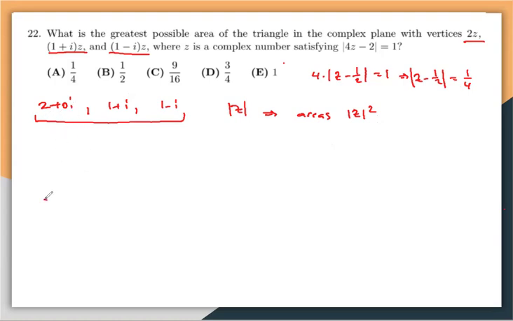You can plot these on the complex plane if you want to, but it is not actually needed. 2 plus 0i will be right here, 1 plus i will be right here, and then 1 minus i will be here. So you just have a nice small triangle. That's 2 units, that's 1. So 2 times 1 times 1/2 gives area 1. So the area of these points is going to give us 1, but we are looking for the area after scaling by z, right? So the area will be 1 times the magnitude of z squared.